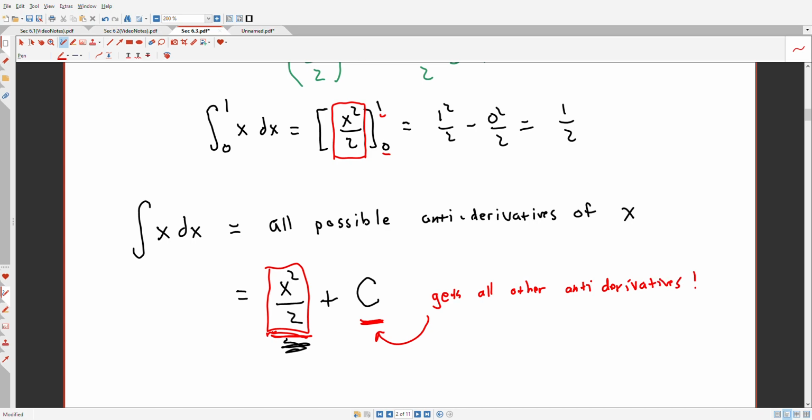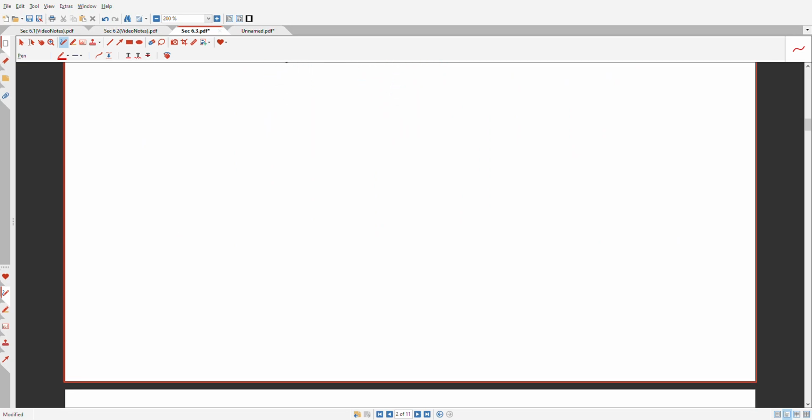And so what these notes are about, at least in part, is going through all the different rules we might have for computing or figuring out all these antiderivatives. So let me show you one important one, which may or may not be written down below, but you're certainly expected to know this. Let's write down, maybe in green, all possible antiderivatives of x to the n.